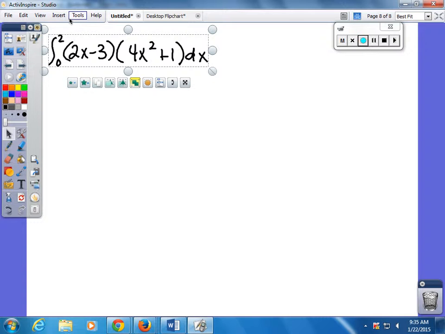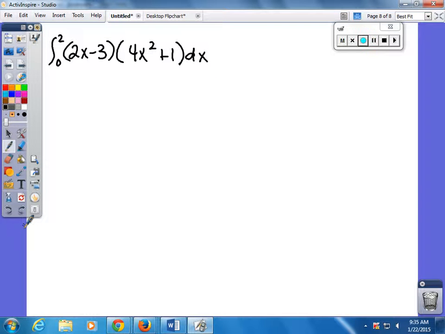All right, so we're going to use the FOIL method. Pronounce it however you'd like. And that's going to be 8x to the third plus 2x minus 12x squared minus 12x squared plus 2x minus what? 3 dx. Y'all check my algebra.